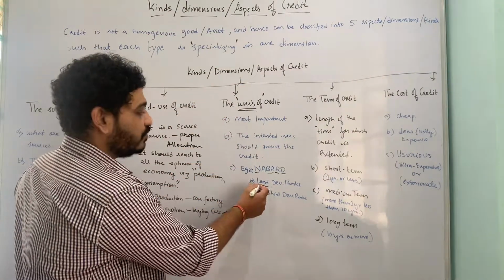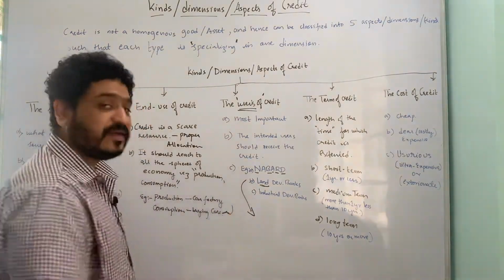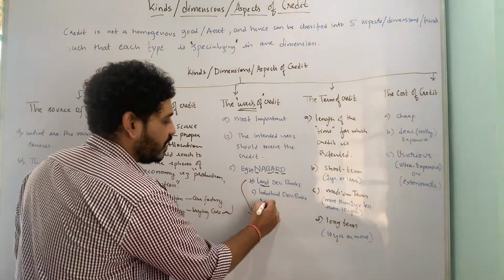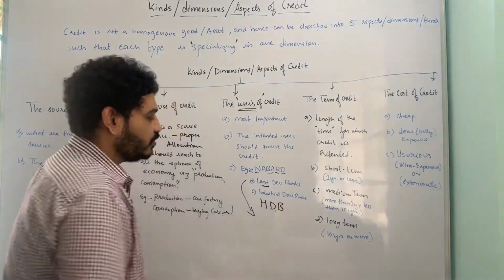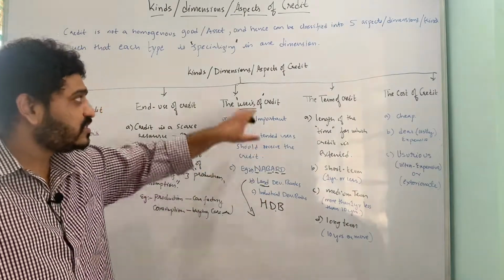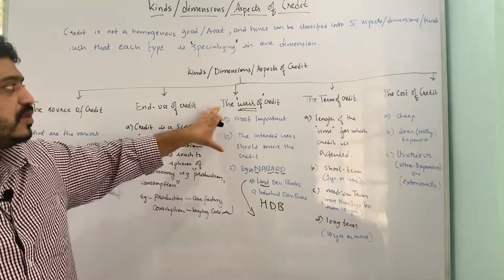Land development: the credit extended by a land development bank should go only for land development. Housing development banks: it should go for housing development itself. So this is how the user of the credit can be understood. So I hope the concept is pretty much clear.